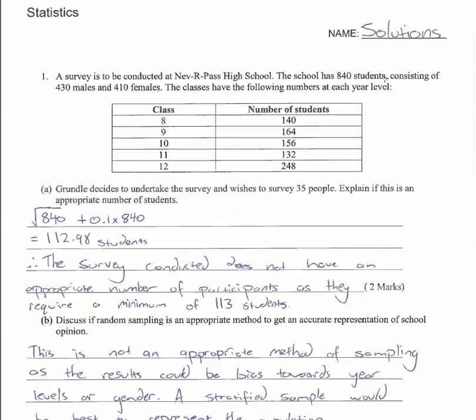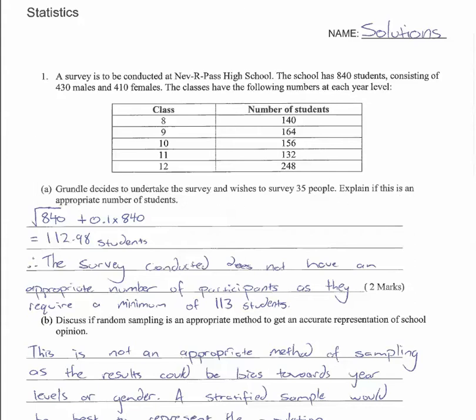in that high school consisting of 430 males and 410 females. And this is the amount of students there are in each year level. So from year 8 got 140, year 9 164, and so on. The survey, basically they want to conduct a survey which looks at 35 people of this population, but what they want to know if that 35 people is an appropriate number of students.